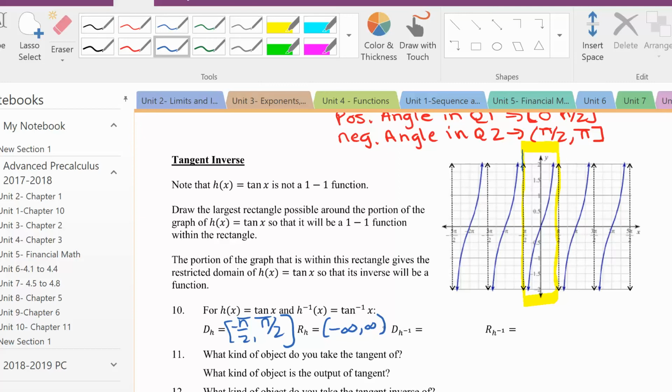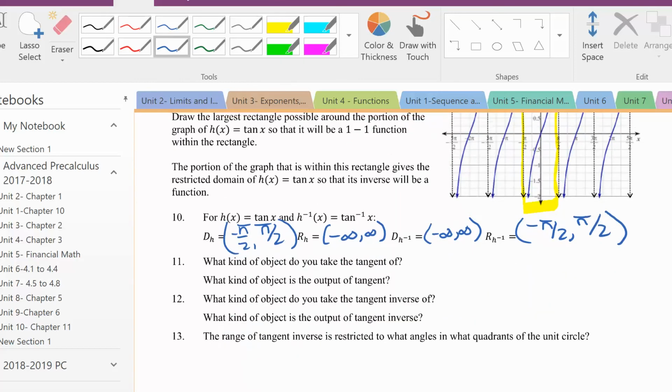And then for the inverse, we just switch it around. So the domain of the inverse is going to be all real numbers. And the range is going to be between negative pi over 2 and positive pi over 2. Between those, it can't be those because those are undefined. So I should take off those, like that.